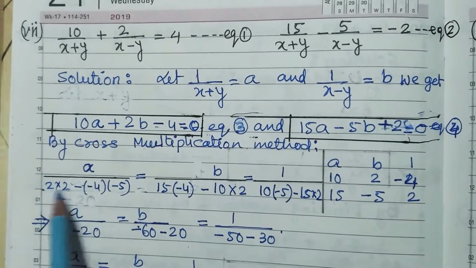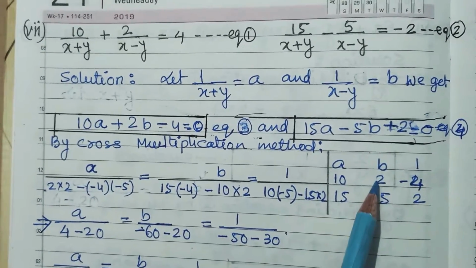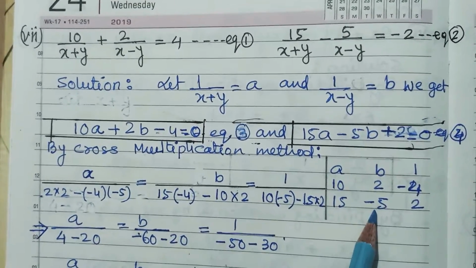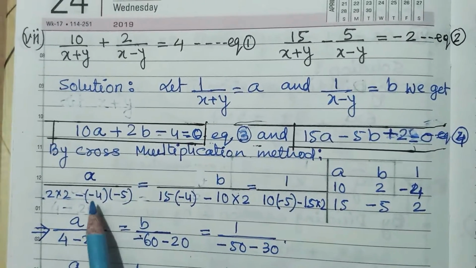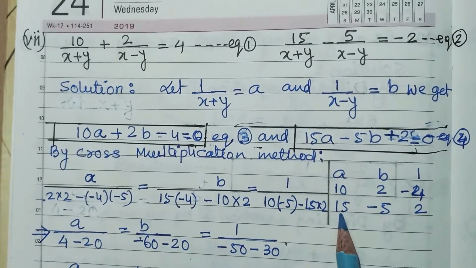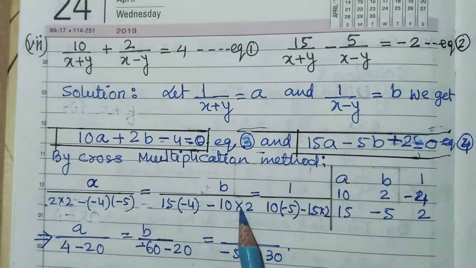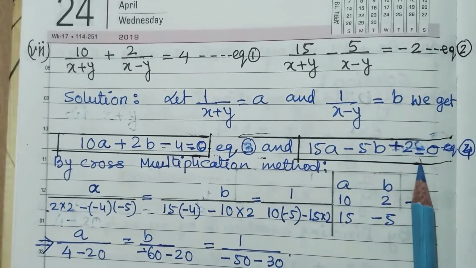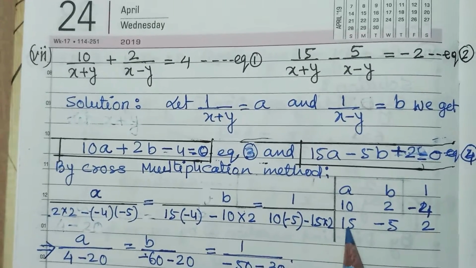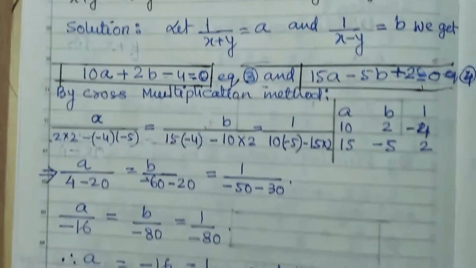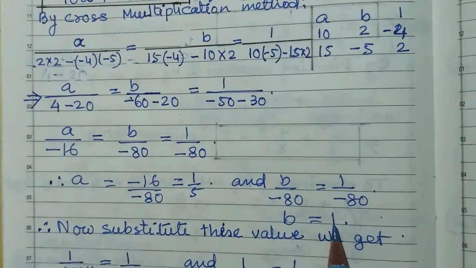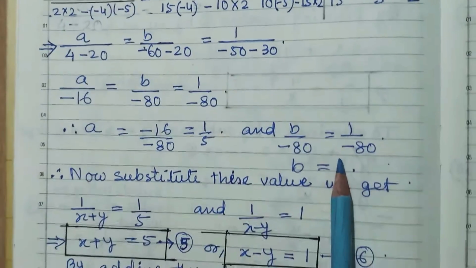Now a upon, the same formula you have to write. It is 2 into 2 minus 4 into minus 5. Then when you are doing b, you have to hide b. So minus 4 into 15 minus 10 into 2, and for 1, you have to hide one part. It is 10 into minus 5 minus 2 into 15. Okay. Now in this way we have got a is equal to 1 upon 5 and b is equal to 1. Now substitute this value of a and b.